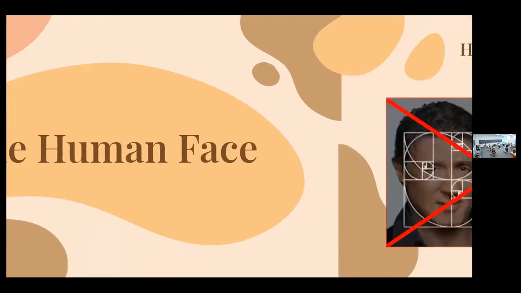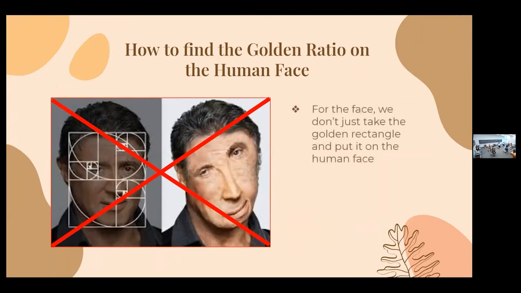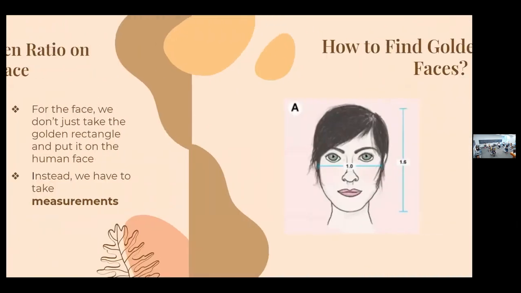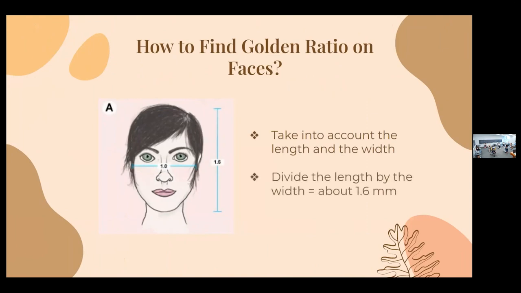The human face. How to find the golden ratio on the face? Well, not like this. Scientists created a mathematical formula to see why people are considered beautiful, and this was through measurements. First, you have to consider the length and the width of the face, and divide the length by the width. For an aesthetically pleasing face, it should equal about 1.6.